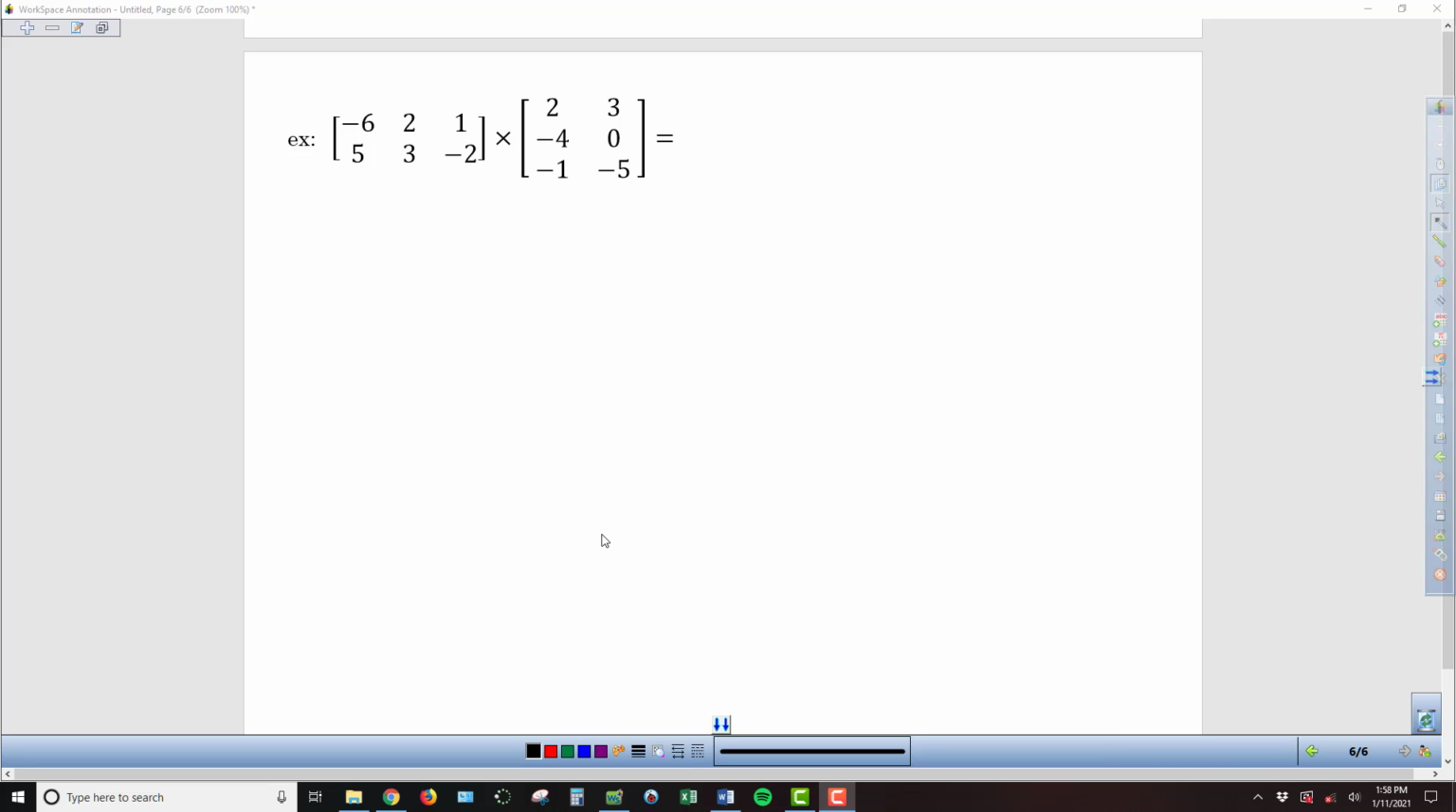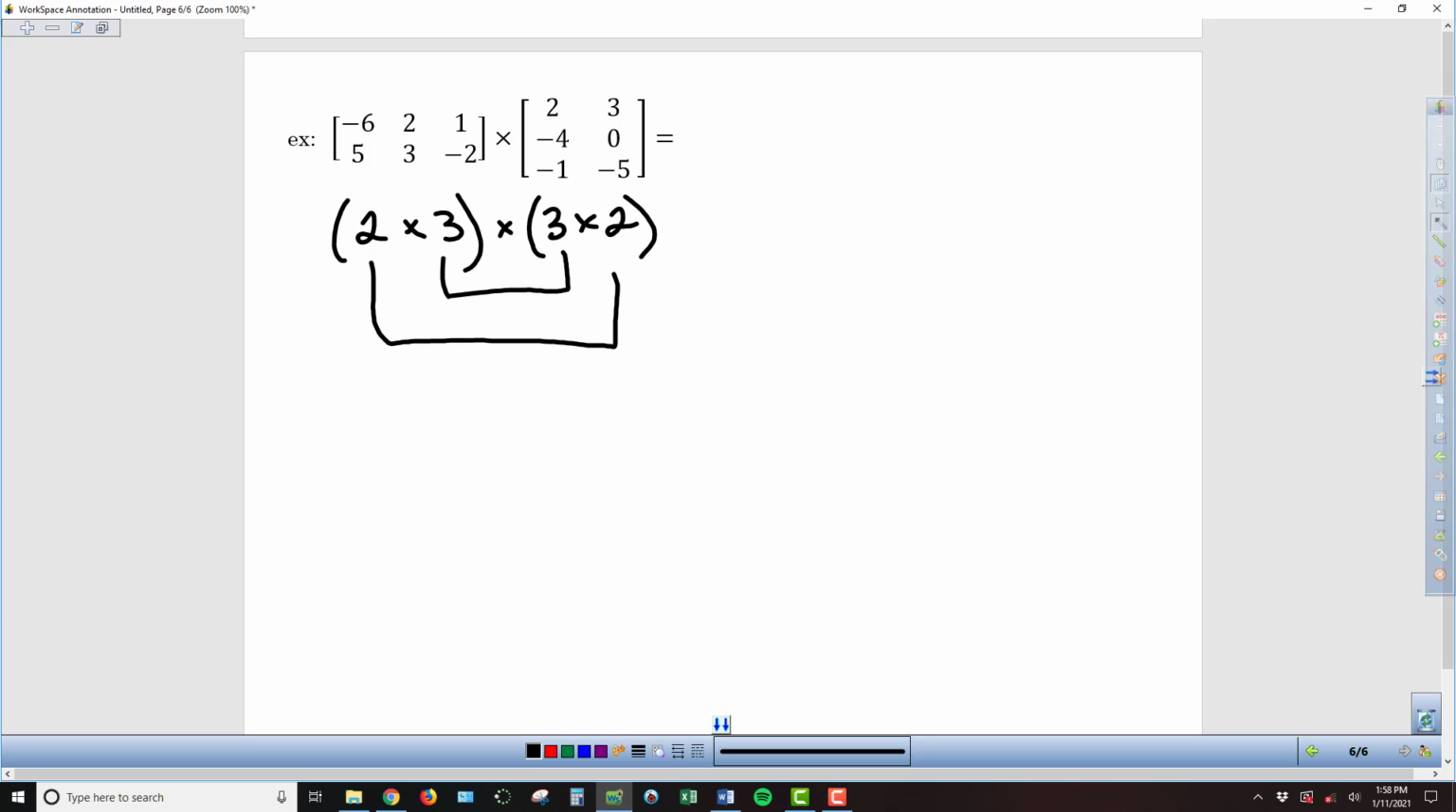Let's first confirm that we can multiply these matrices and then determine what the dimensions of the resulting matrix will be. So this first matrix is 2 rows by 3 columns, so it's a 2 by 3. We're going to be multiplying it by 3 rows by 2 columns. So our inner dimensions do indeed match. So that means our outer dimensions will be the dimensions of the resulting matrix. So we're going to end up with a 2 by 2 matrix when we're all done with our multiplication.